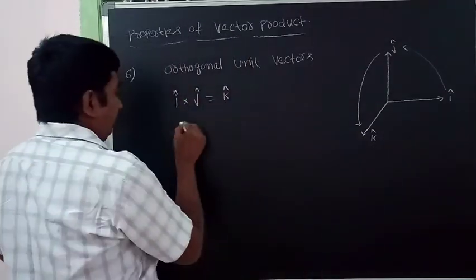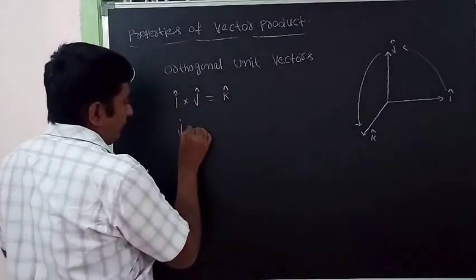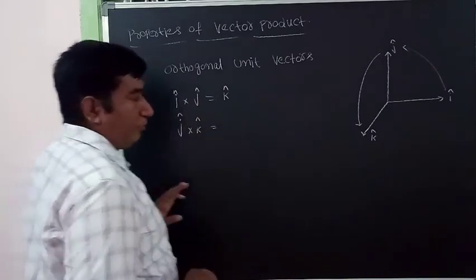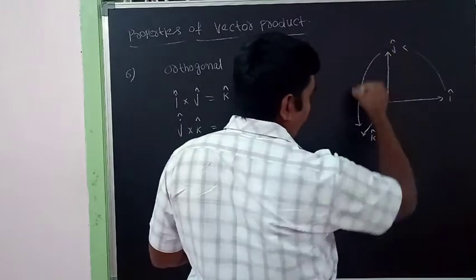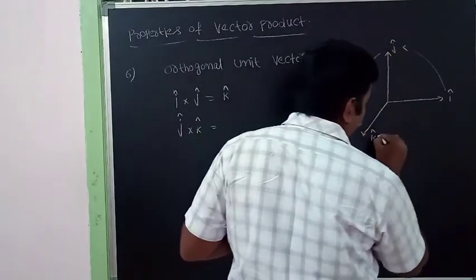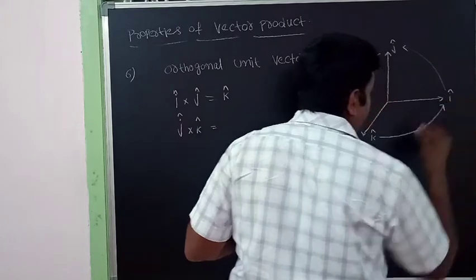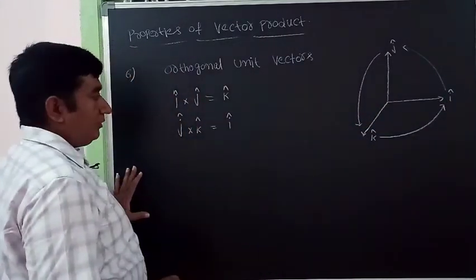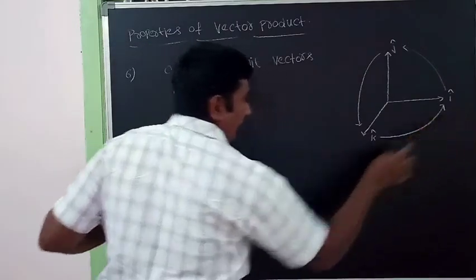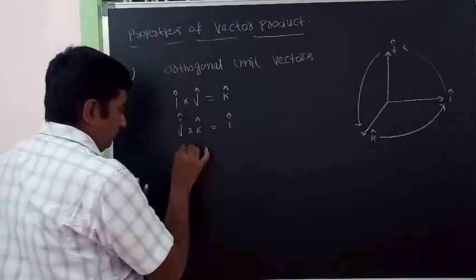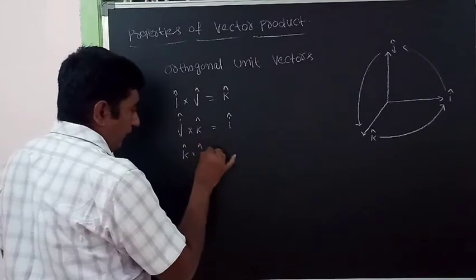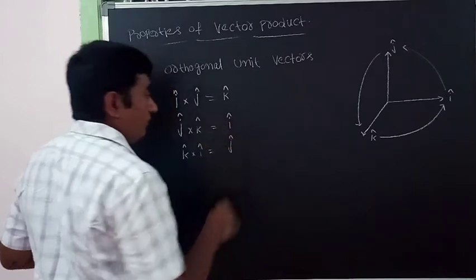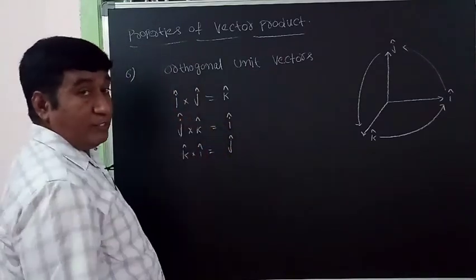If I take j vector cross k vector, they are unit vectors, then I am going to get i cap. Then next, k vector cross i cap, which is equal to j. This is in the case of the anti-clockwise direction.